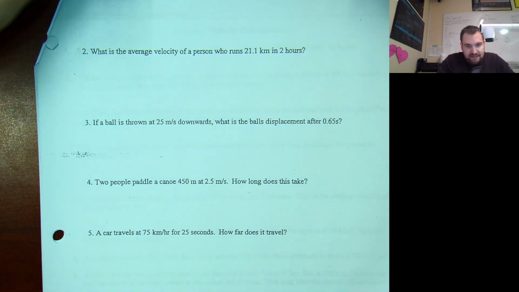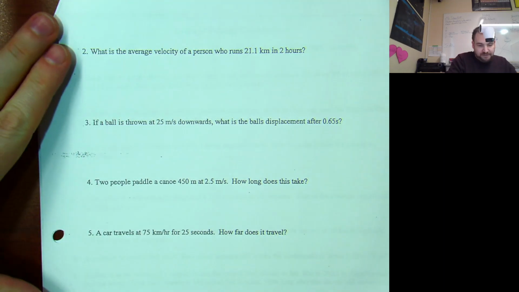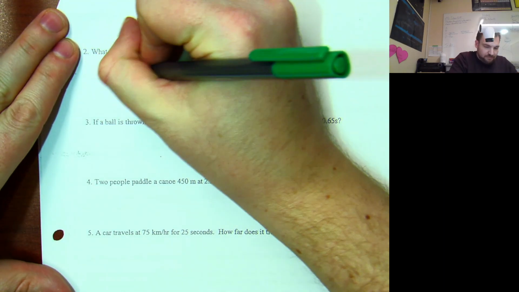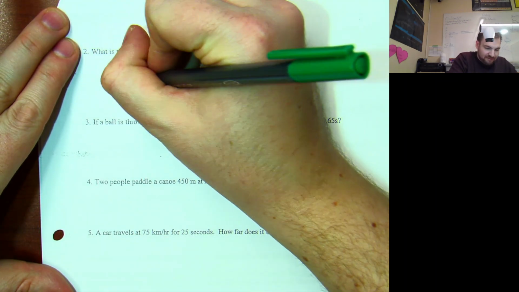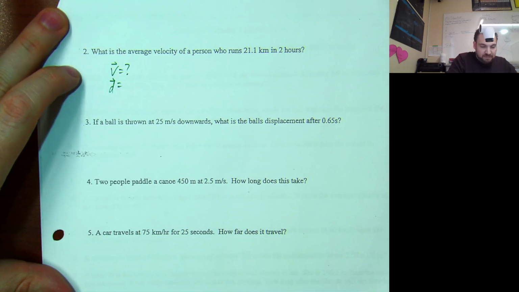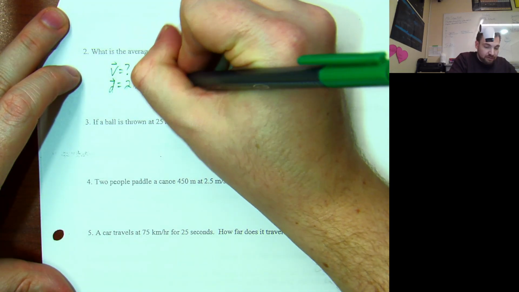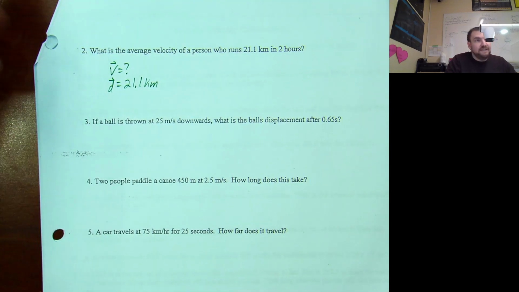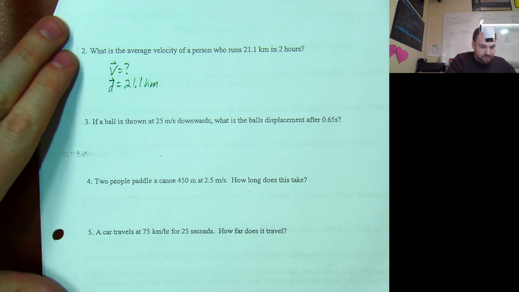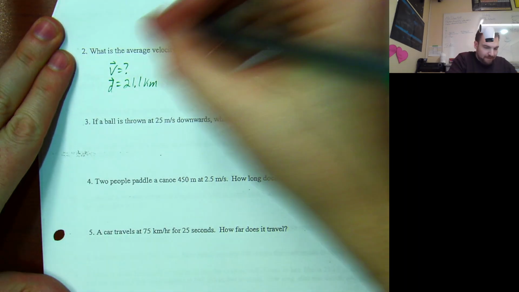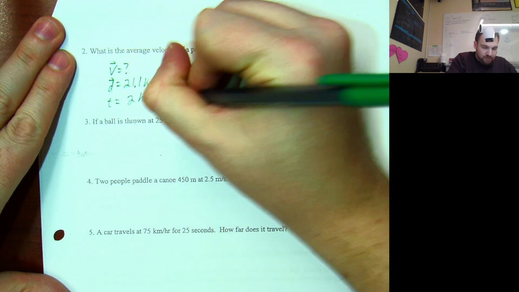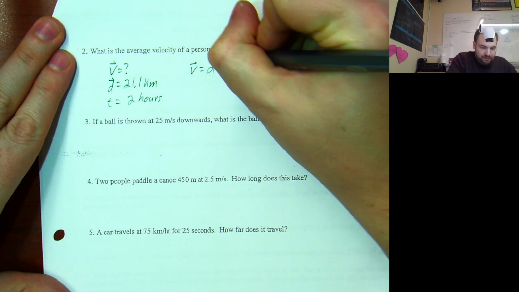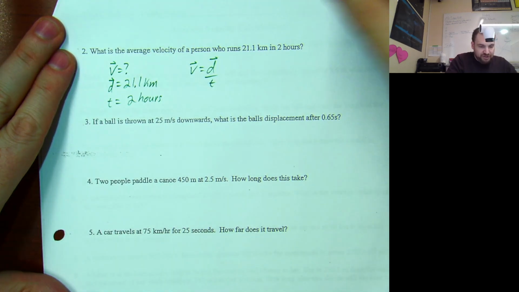This one is the exact same setup. Is it absurd? No, it's actually not. I'm looking for velocity. I'm given a displacement, though they don't tell us the direction. So they don't give you a direction. You don't have to deal with a direction. And the time is 2 hours. So V equals D over T. Again, you can pull that straight from your formula sheet.